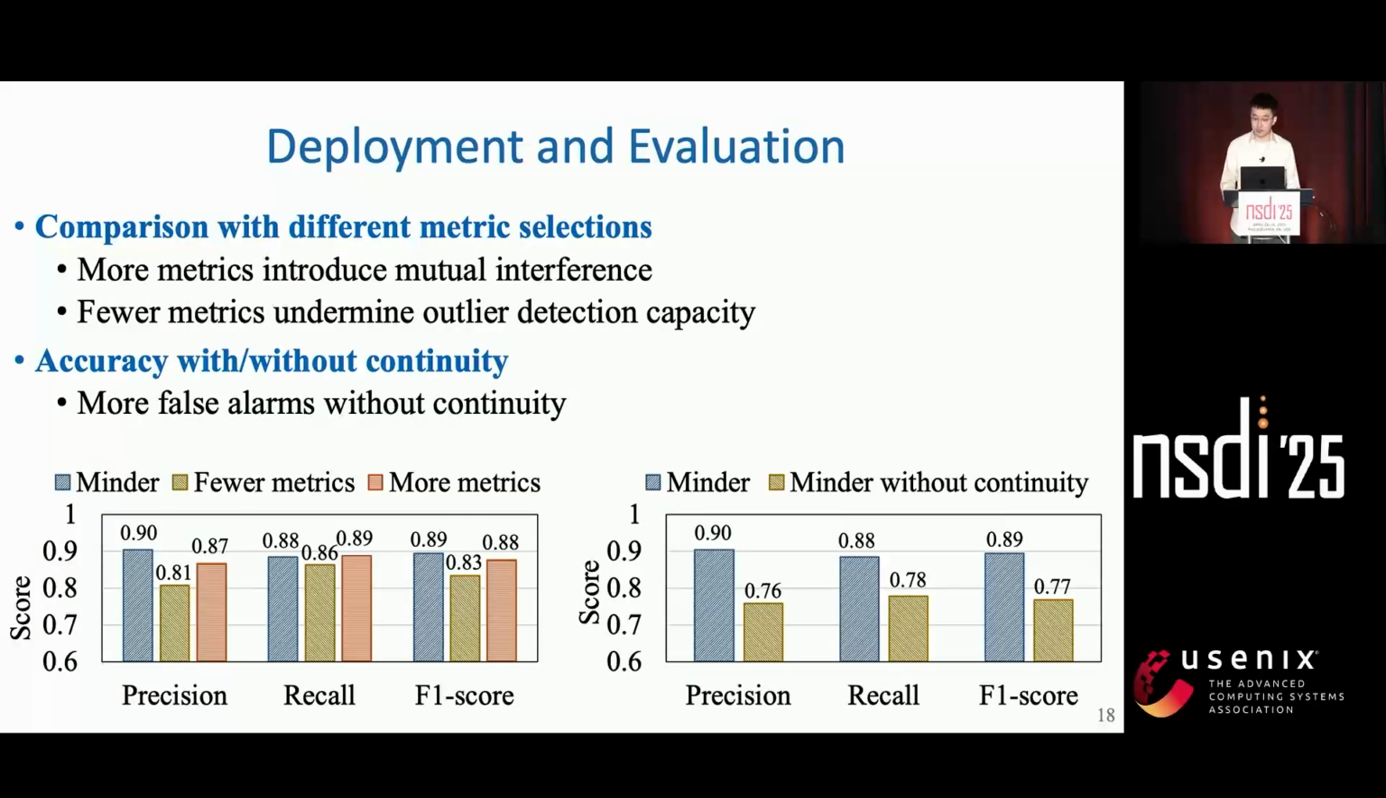In our ablation experiments, we explored the impact of including more and fewer metrics in the models. Adding more metrics introduced mutual interference, while fewer metrics reduced the capacity for outlier detection. In another experiment, we observed that without incorporating the concept of continuity, occasional short-term jitters do lead to an increase in false alarms. Minder addresses these challenges by effectively filtering out discrete bugs, noise, and jitters, ensuring more reliable fault detection.